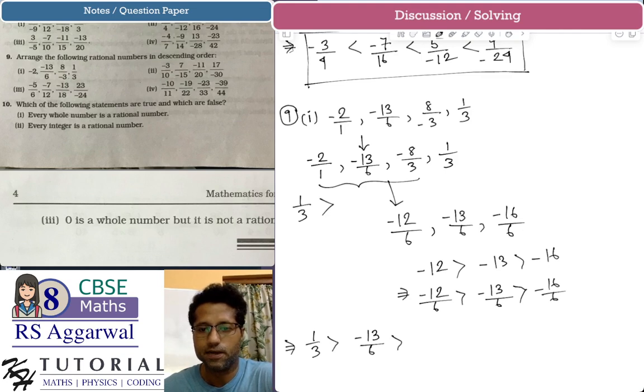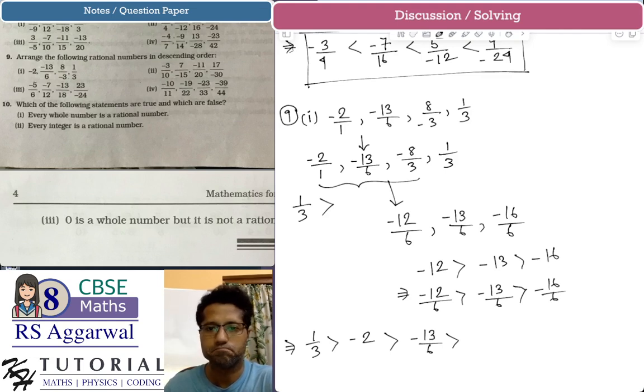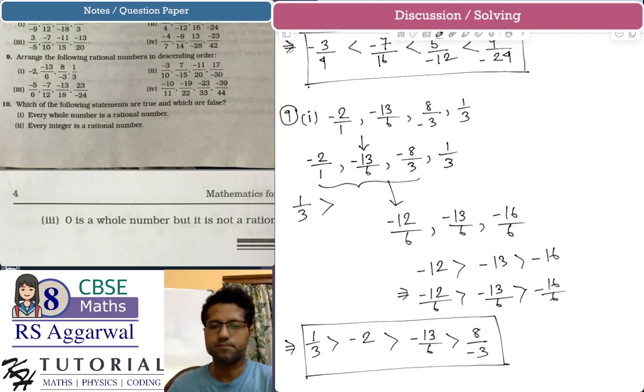So 1 by 3 is greater than minus 12 by 6. Minus 12 by 6, the original rational number was minus 2 by 1. Then we have minus 13 by 6, and the original rational number was minus 13 by 6 only. And last, minus 16 by 6 is the smallest rational number, and the original rational number of minus 16 by 6 was 8 by minus 3. So this is the ordering of the given rational numbers in descending order.